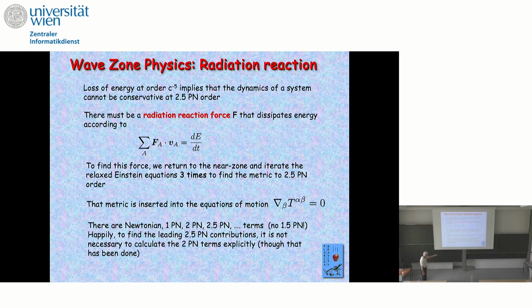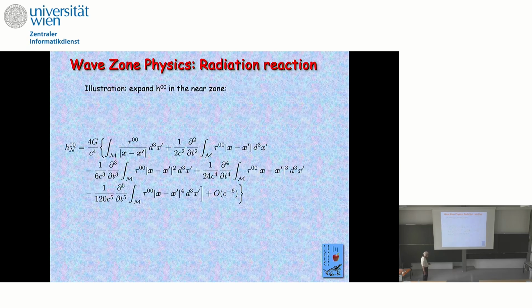Then you get this term, you insert it, and you can calculate the post-Newtonian corrections. And focusing on the 2.5 PN corrections, you can get the radiation reaction. So here's roughly speaking how it looks.